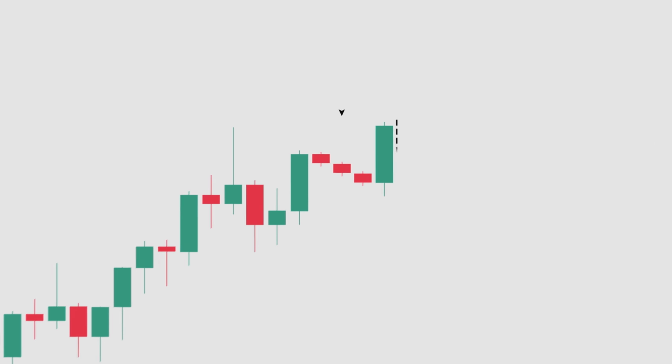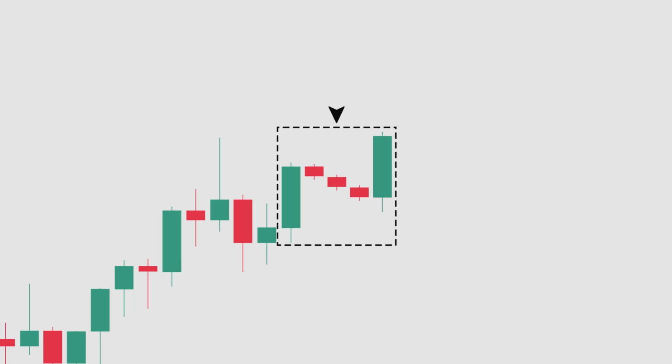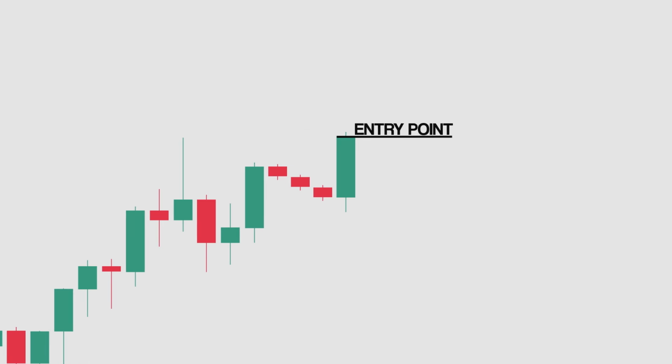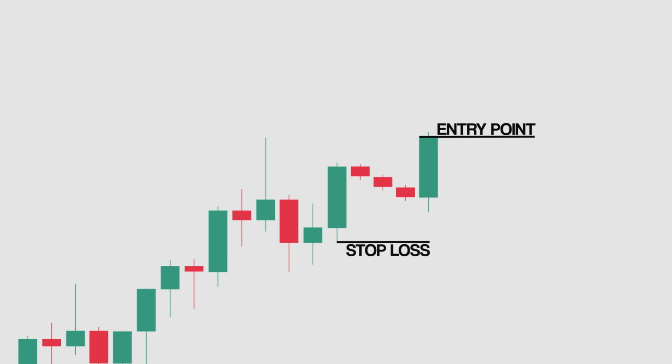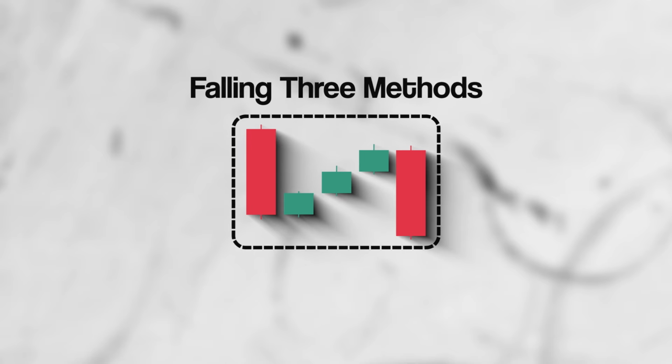Here we can see a clear uptrend in a fully formed Rising 3 Methods pattern. After the final candle closes, we enter a long position at its closing price. The stop loss is placed below the low of the first candle in the pattern. The mirror version of this pattern is called Falling 3 Methods. Let's look at it on the chart.